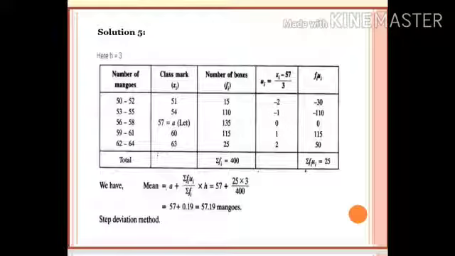And by the step deviation method, mean equals A plus sigma fiui upon sigma fi into h. So 57 plus 25 into 3 upon 400. So 57 plus 0.19, that is 57.19. So we get 57.19 mangoes by the step deviation method.